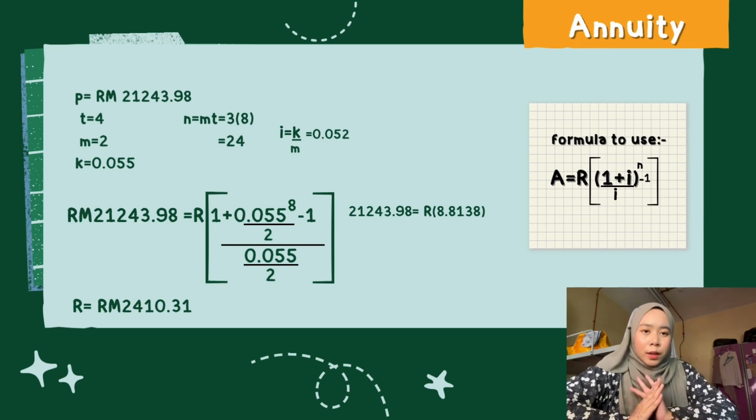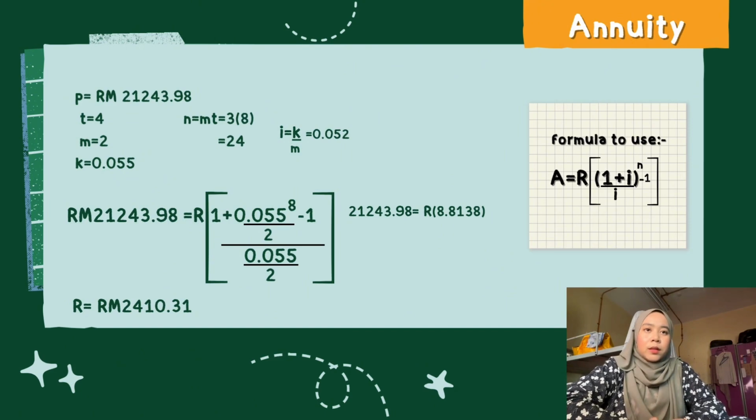i equals RM 21243.98. t equals 4 years. m equals 2 and k equals 0.055. Substitute into the formula: 21243.98 equals R times the bracket of (1 plus 0.0275) to the power of 8 minus 1, divided by 0.0275.